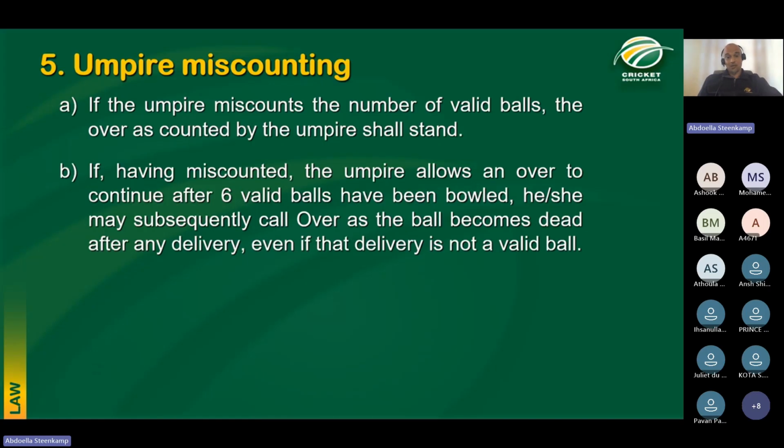In another scenario, if the umpires allow the seventh ball to be bowled and one of the batters gets run out off the seventh ball, it is what it is. It's unfortunate, but that run out will count. So that's why it's vital that we do get our counting spot on.